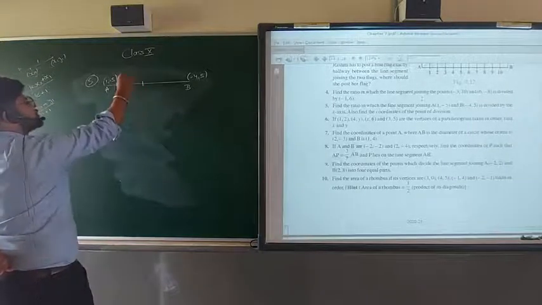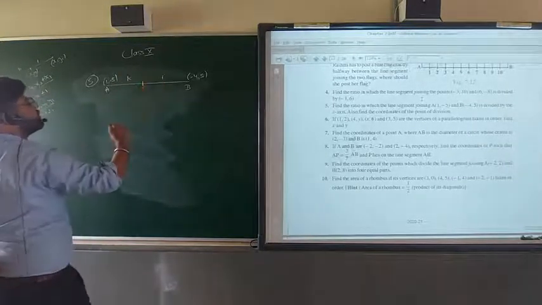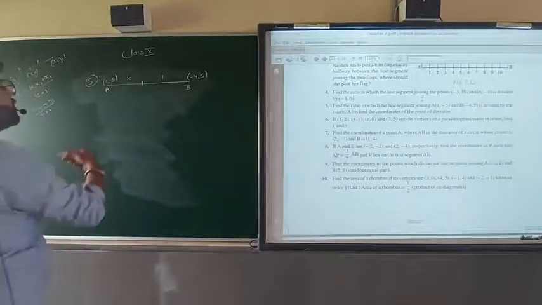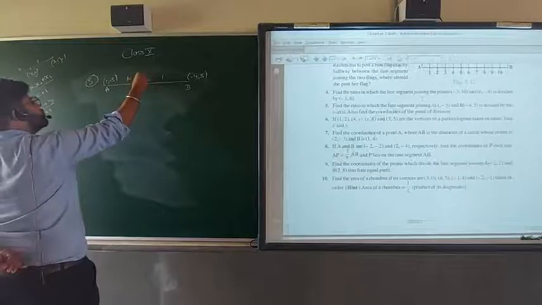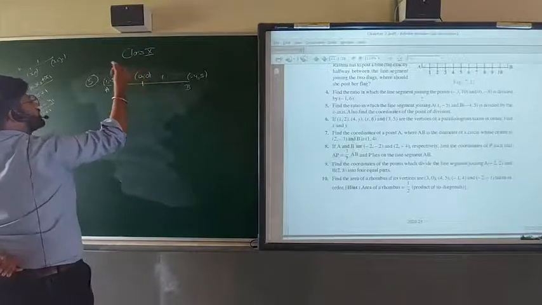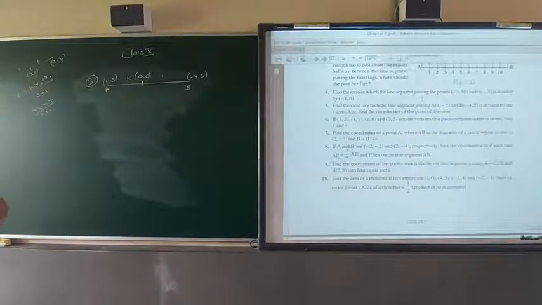Here x-axis, now it will be the ratio k:1, that only. Now the point is what? When the line is divided by the x-axis, the y coordinate is what? 0. Okay, the y coordinate will be 0 and x we don't know, so I will take it as a. Same thing we have to do, same formula we have to apply.